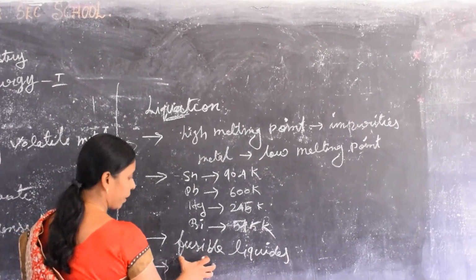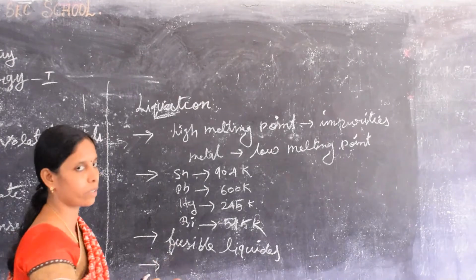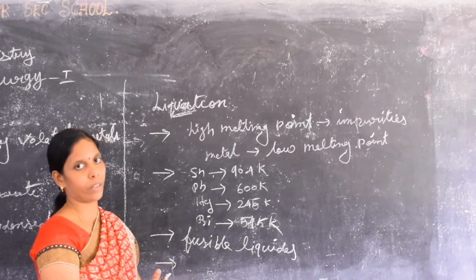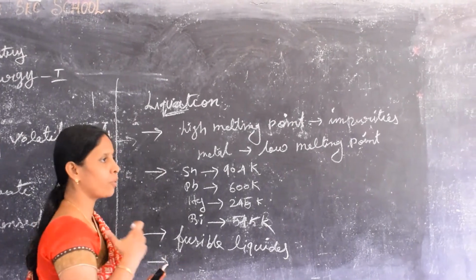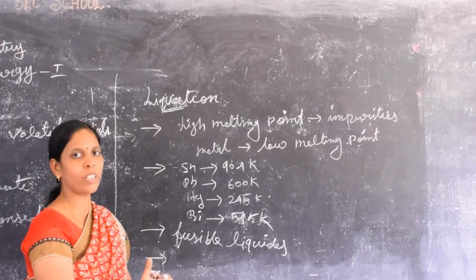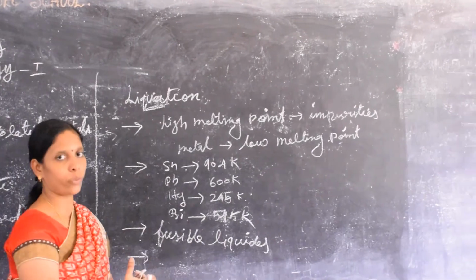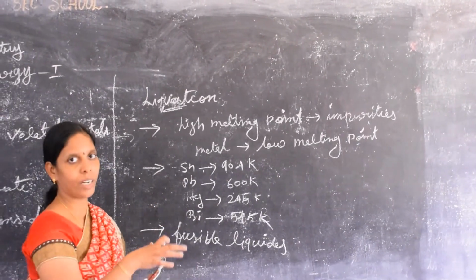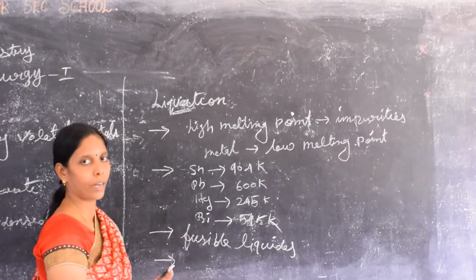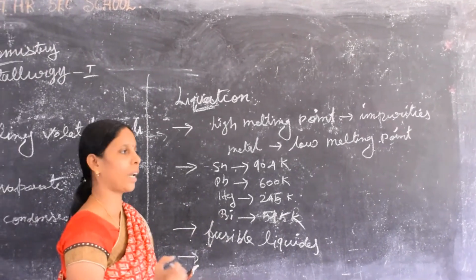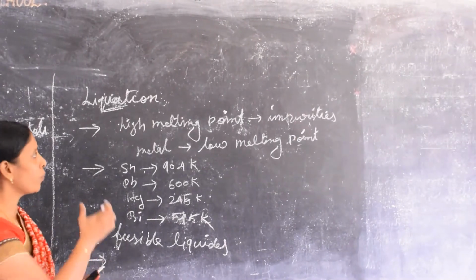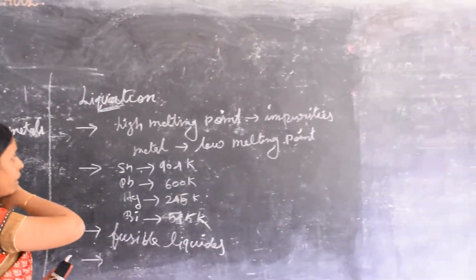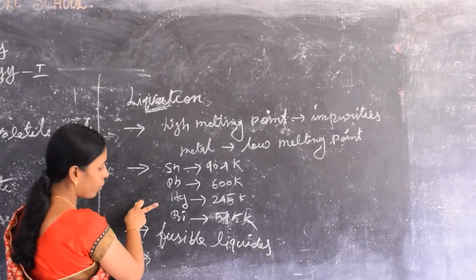This fusible liquid is poured on a sloping surface of a rarefied furnace. The metal has to be heated just above its melting point. In the absence of air, the metal only melts. The molten metal flows down, is collected and solidified. We get pure metal by using the liquation process. So tin, lead, and mercury.